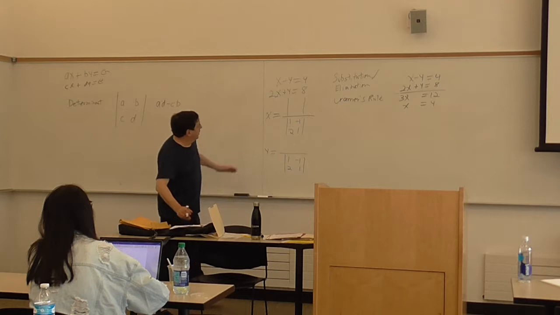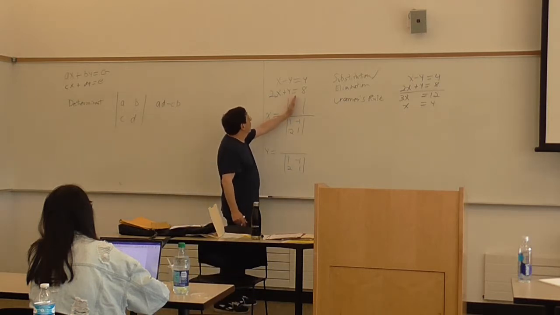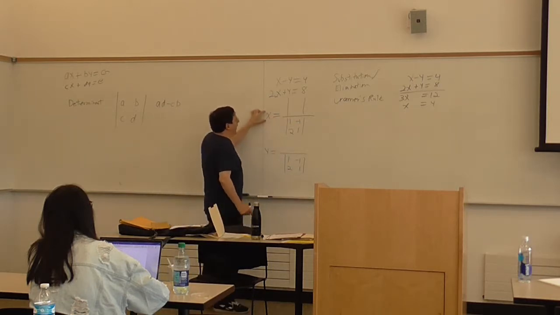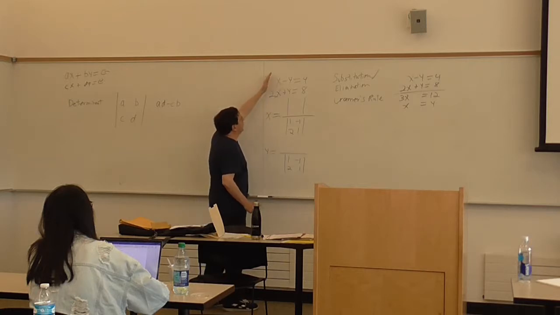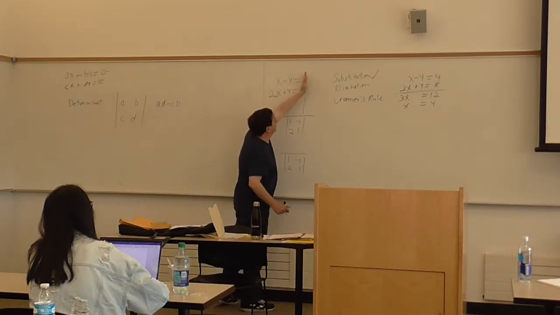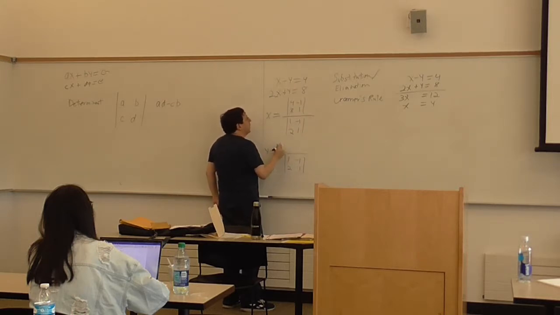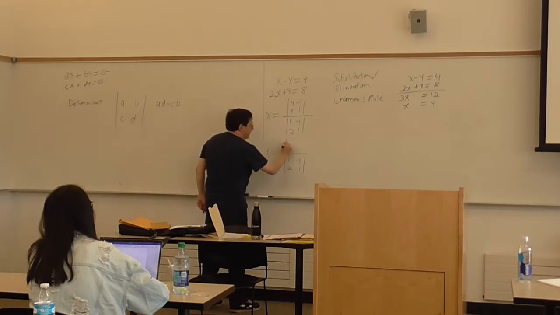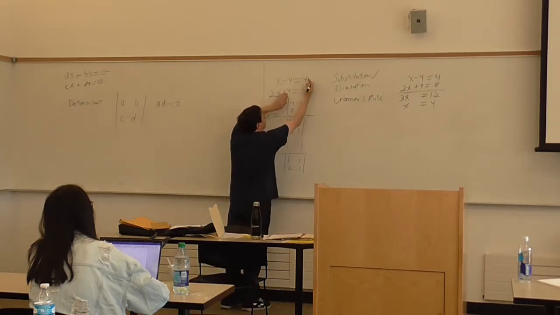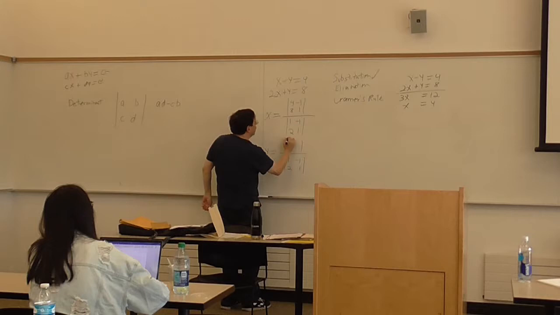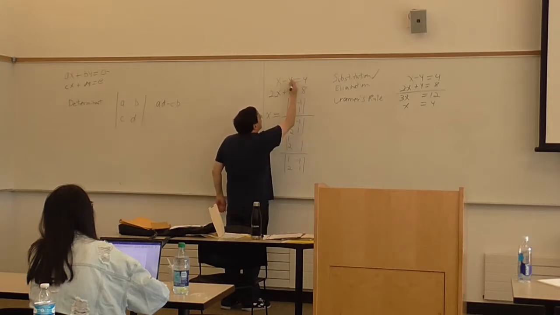How do I get the upper determinant? Well, because this is x, I'm going to substitute for the x's this: 4 and 8, minus 1 and 1 again. And for the y, same idea, I'm going to substitute this in for the y's. It's going to be 1, 2, and then 4, 8.